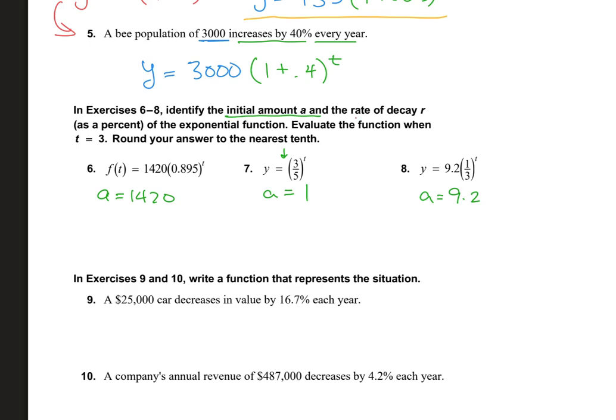Next, we have the rate of decay r as a percent. So the rate here is going to be, let's see, 0.105, which would be 10.5%. The rate here is going to be 2/5, which is 40%. And the rate here is 2/3, which is 66.6 repeating percent. And then now we want to evaluate the function when t is 3.